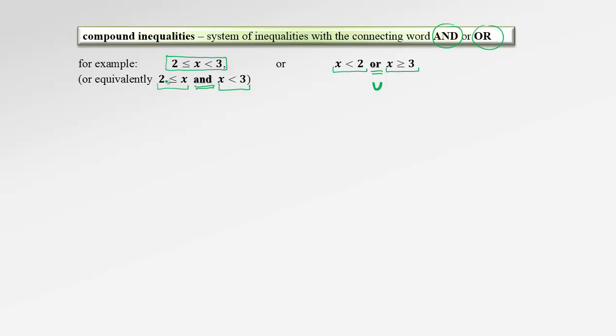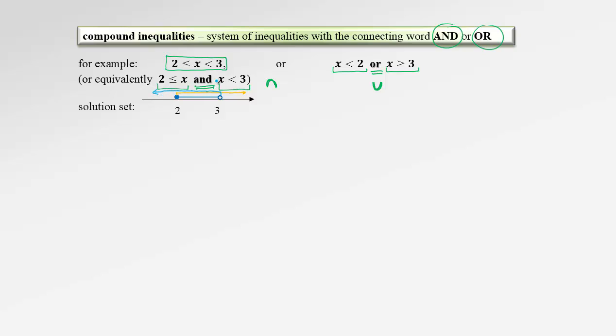While in here, when the connecting word is and, the overall answer will be the intersection of the two solutions, of the solution of this inequality and that inequality. For example, in this case, the numbers that satisfy these two compound inequalities are such that they are larger or equal than 2, meaning that we are looking for numbers to the right of 2, including the 2, and at the same time our number is supposed to be smaller than 3. So we are looking for numbers that are smaller than 3.